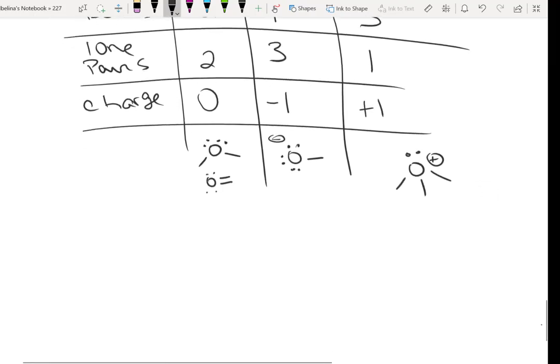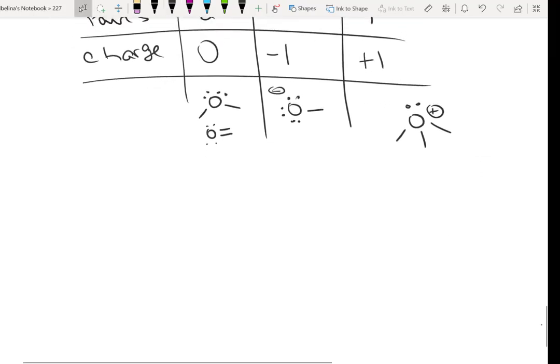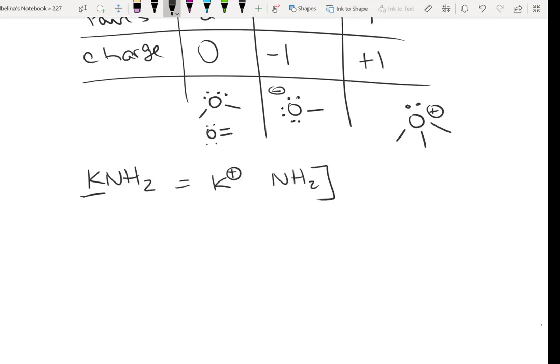So let's look at another example. Let's look at one with nitrogen. So let's say you have KNH2. This is potassium amide. There is an ionic bond here, and I know that because there's a metal. Okay, so I'm going to rewrite this as the cation next to the anion. Because potassium is group 1, it has to be +1. It's group 1 metal, +1 charge. So that means that to balance that charge, the NH2 must be NH2 minus.